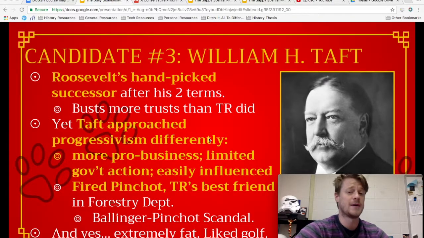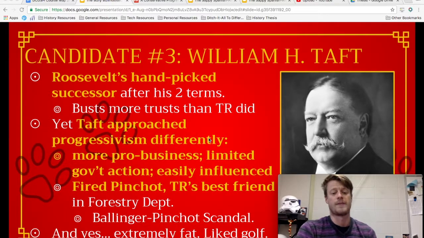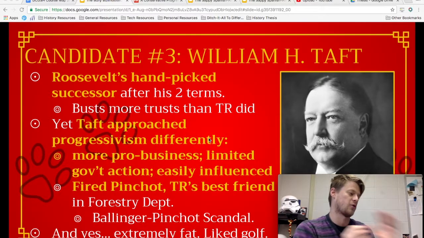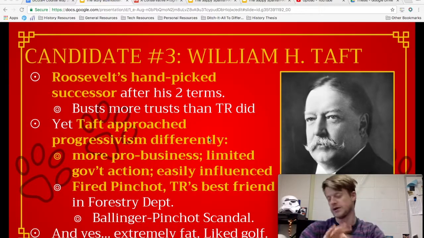Ultimately, what broke the camel's back for their relationship is that Taft fired Gifford Pinchot, who was basically TR's best friend and worked in the forestry department. This causes a whole big scandal called the Ballinger-Pinchot scandal, and it gets really, really messy.